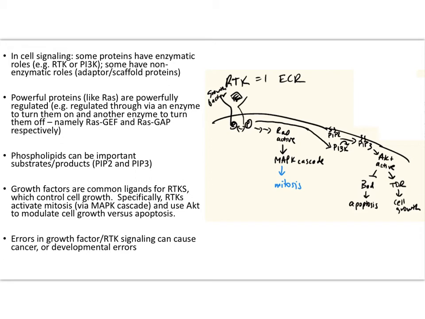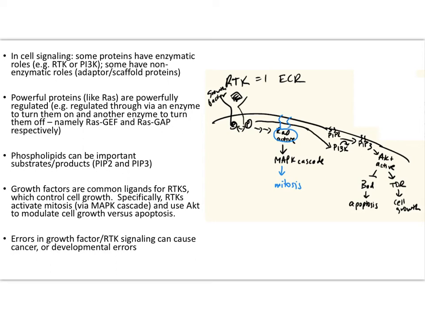Second, let's talk about how powerful proteins like RAS are powerfully regulated. In particular, RAS is regulated through two different enzymes, and this regulation can turn it on and also turn it off to get it to that spot where it's not too active and not too underactive, but just right. The names of those regulatory enzymes are the RAS-GEF and the RAS-GAP. Those are not shown here. Also, I did not draw this properly. Remember that RAS is actually tethered to the membrane.